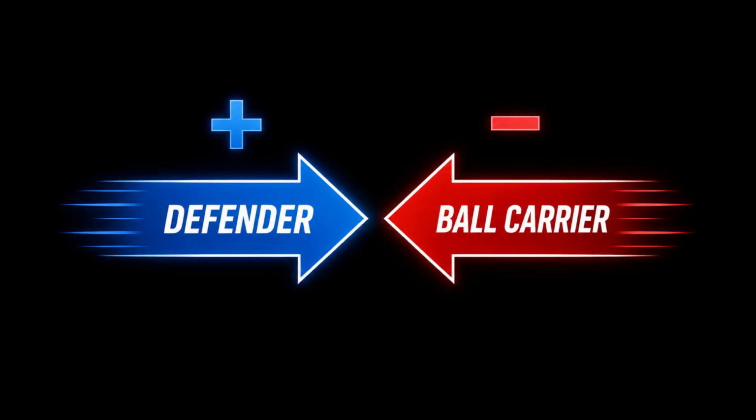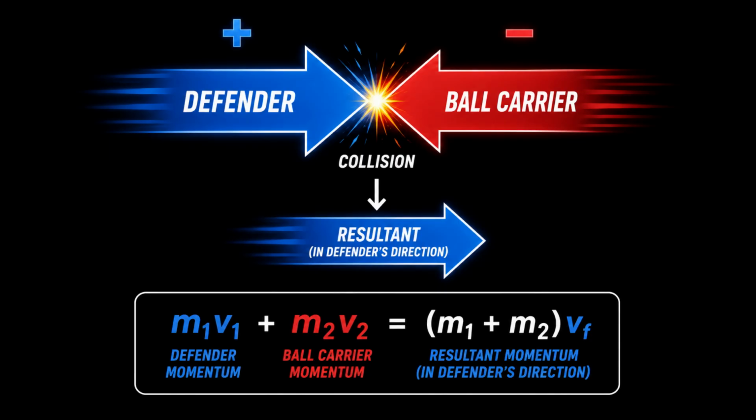They fight each other. And here's the rule that runs the whole show. In a closed system, total momentum before a collision equals total momentum after. It can't disappear. It just gets redistributed between the two bodies.